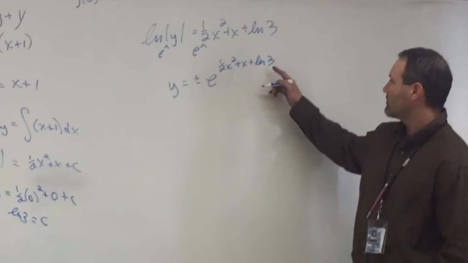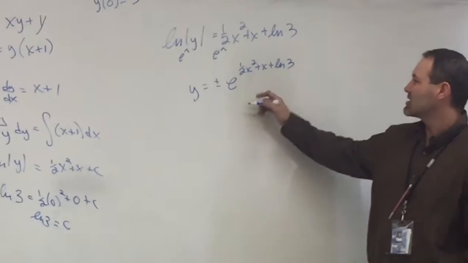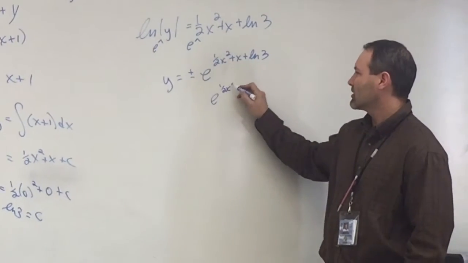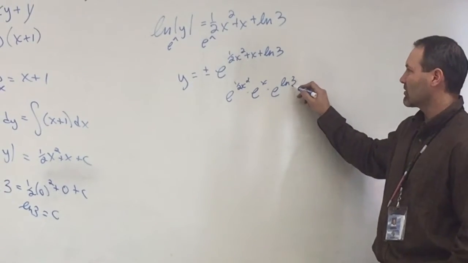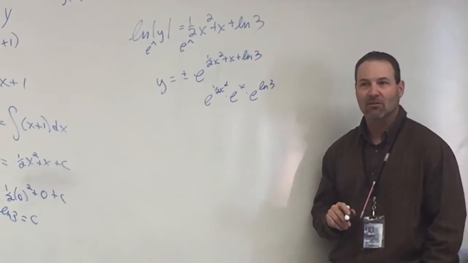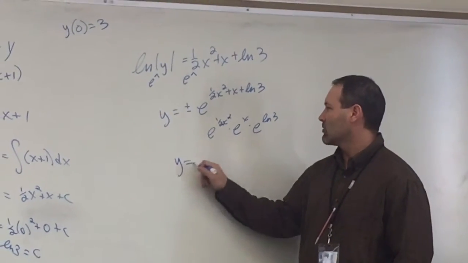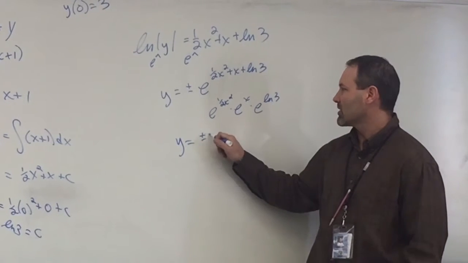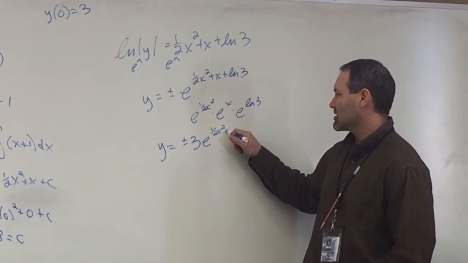All right, so let's see. This is e to the 1/2 x squared plus x times e to the natural log of 3, right? E to the natural log of 3 is 3. Very good. So y equals, I'm going to move that to the front, plus or minus 3 e to the 1/2 x squared plus x.